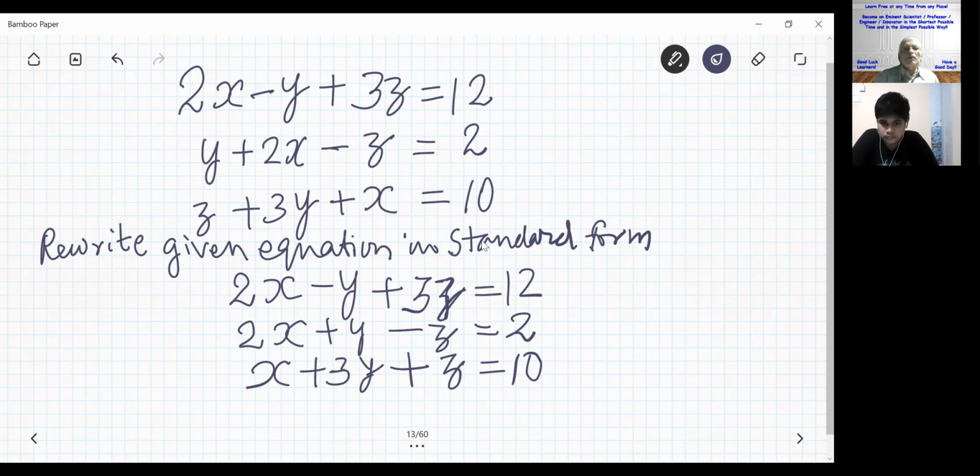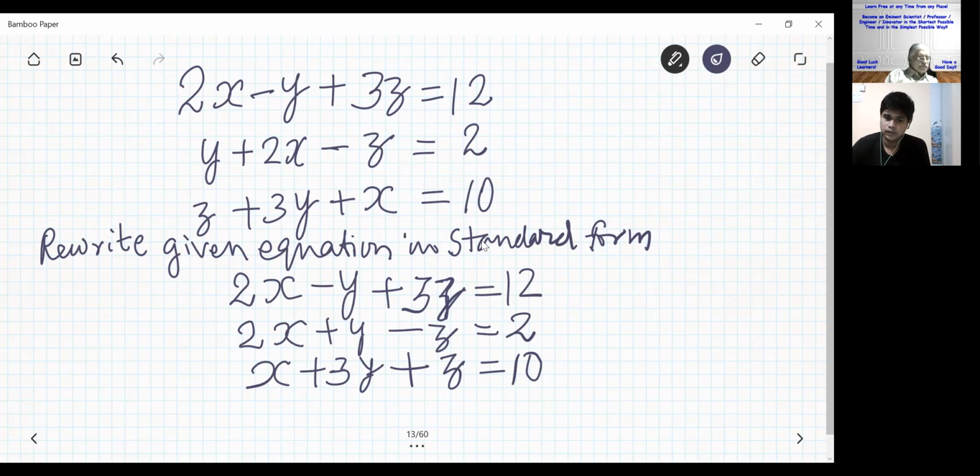So first you have to find what is delta. Let delta is equal to, first column, in the x place, the first row is 2, 2, 1. The second column will be 1, 1, 3. No.